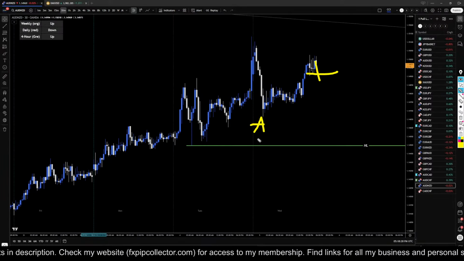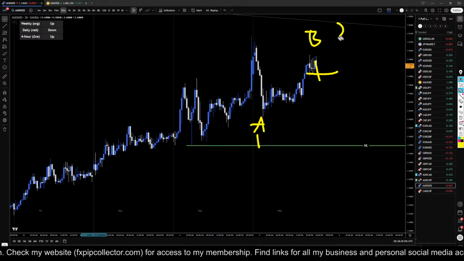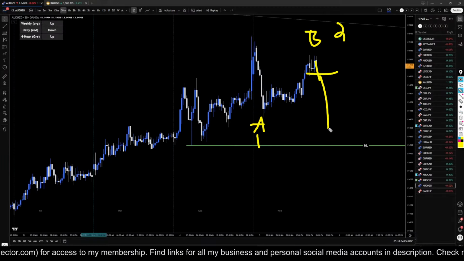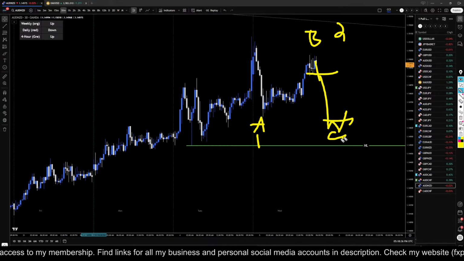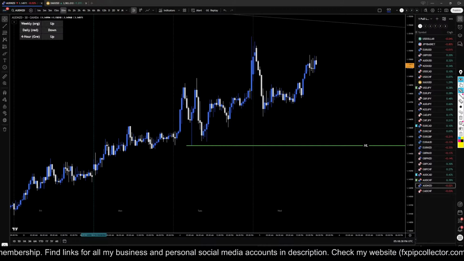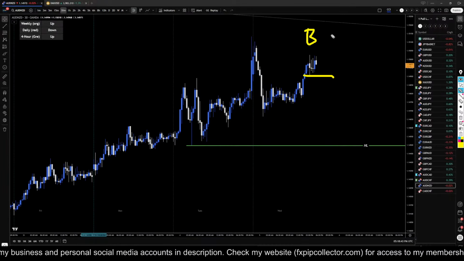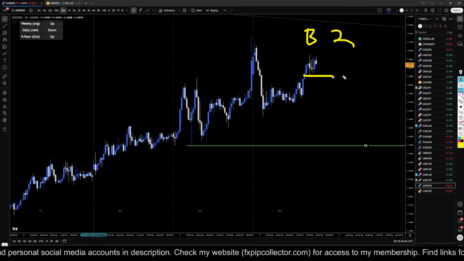That could potentially be either an A or a 1. This could be either a B or a 2, and it could go down and either break structure for a 3, or it could go down and make a higher low if it's a wave C and then break back up. But if you're looking to trade this short term, this break of structure right here would likely be either the end of a B or the end of a 2.